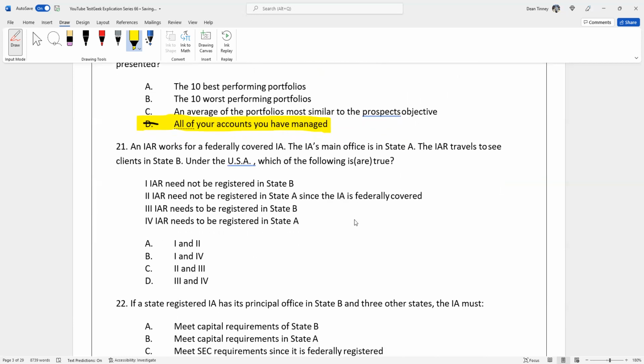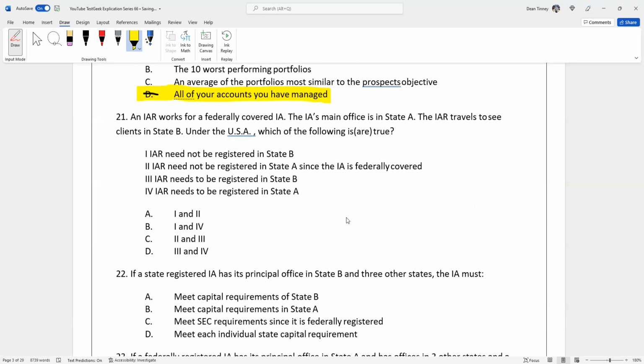An investment advisor works for a federally covered investment advisor. The investment advisor's main office is in state A. The investment advisor travels to see a client in state B. On the Uniform Securities Act, which of the following is true? The investment advisor need not be registered in state B.